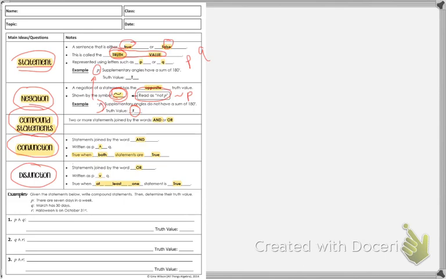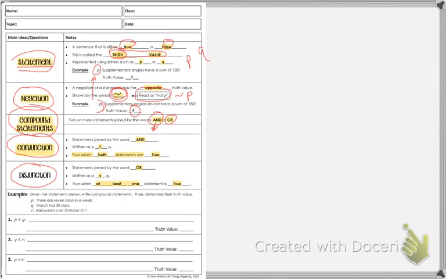Alright, compound statements. That means you're going to put two statements together. You're going to put the P and the Q together. Okay, we're going to go with these variables. But how do I put them together? You're going to be using the word and the word or. Let's go over the first one. We're going to go over the and.